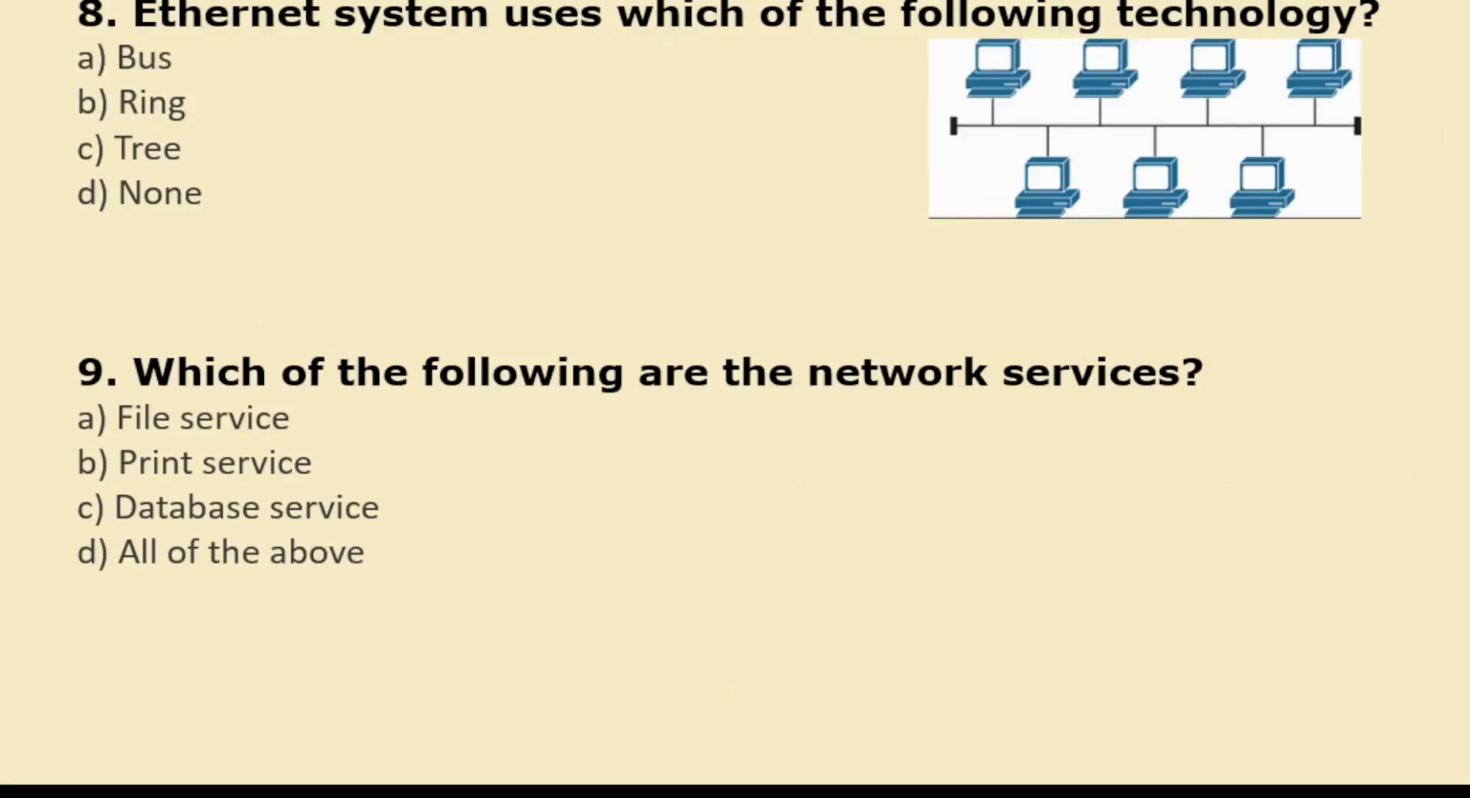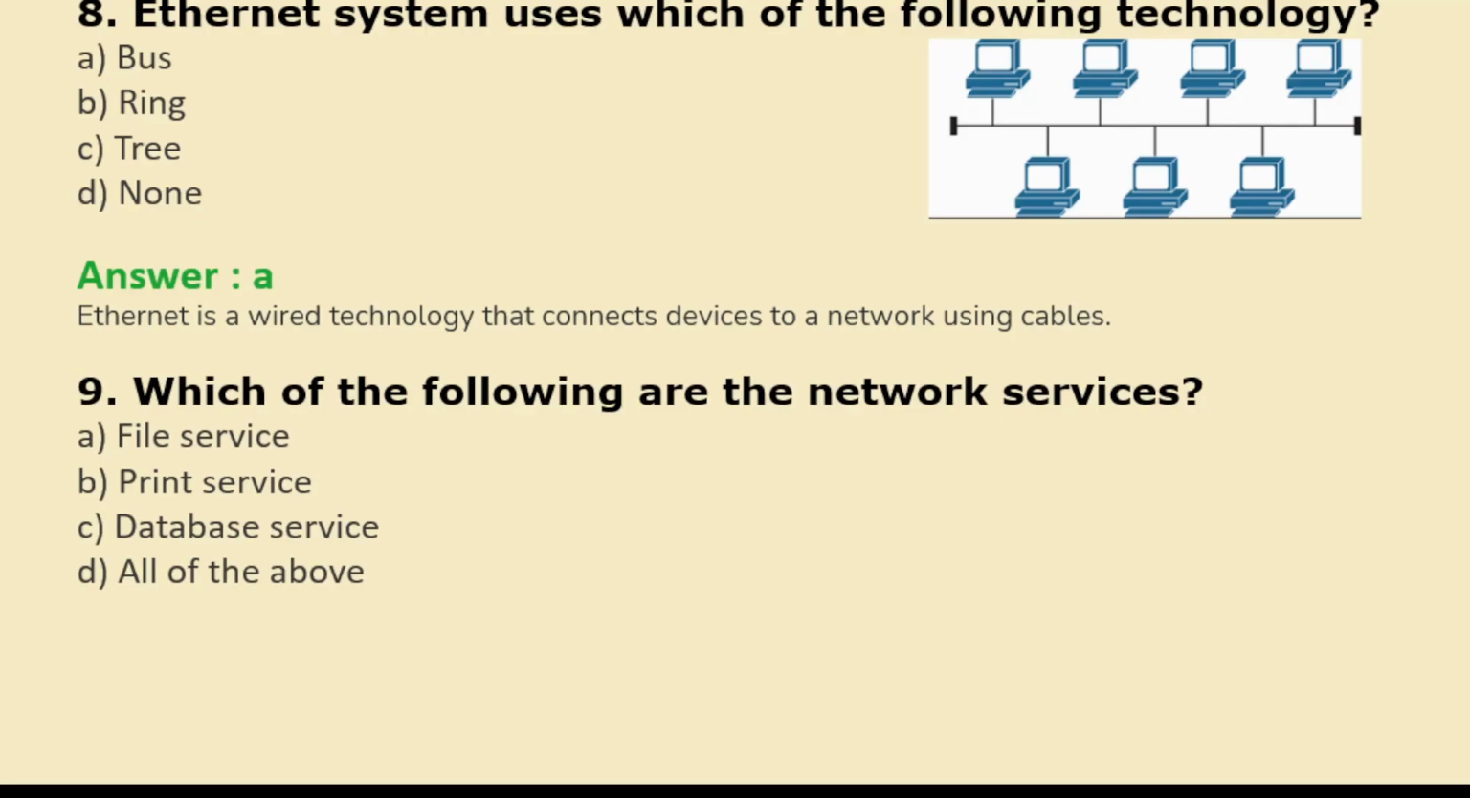Next question, Ethernet system uses which of the following technologies? A. Bus, B. Ring, C. Tree, D. None. So the answer is A, bus. Ethernet is a wired technology that connects devices to a network using cables. Our next question, which of the following are the network services? A. File service, B. Print service, C. Database service, D. All of the above. Answer is D, all of the above. So network services allow each of these services: file service, print service, and database services.